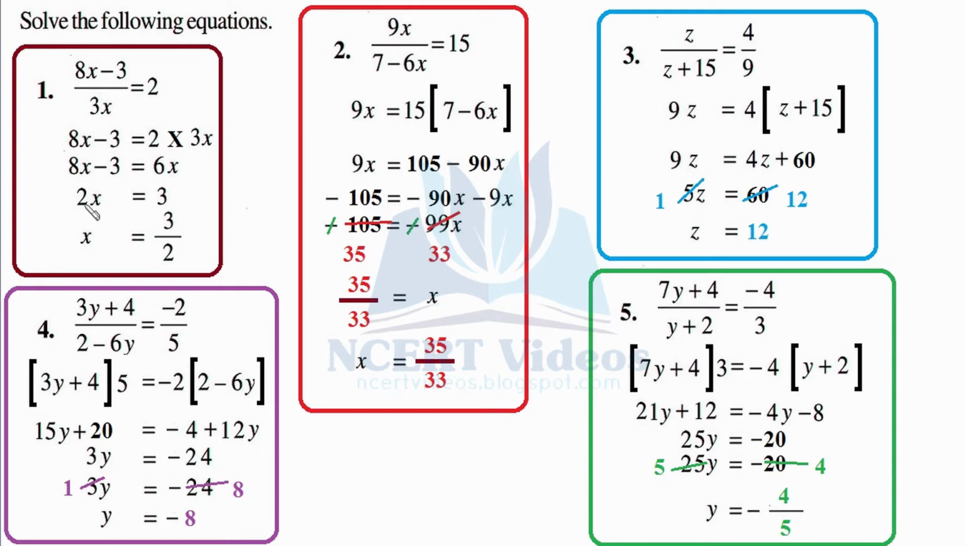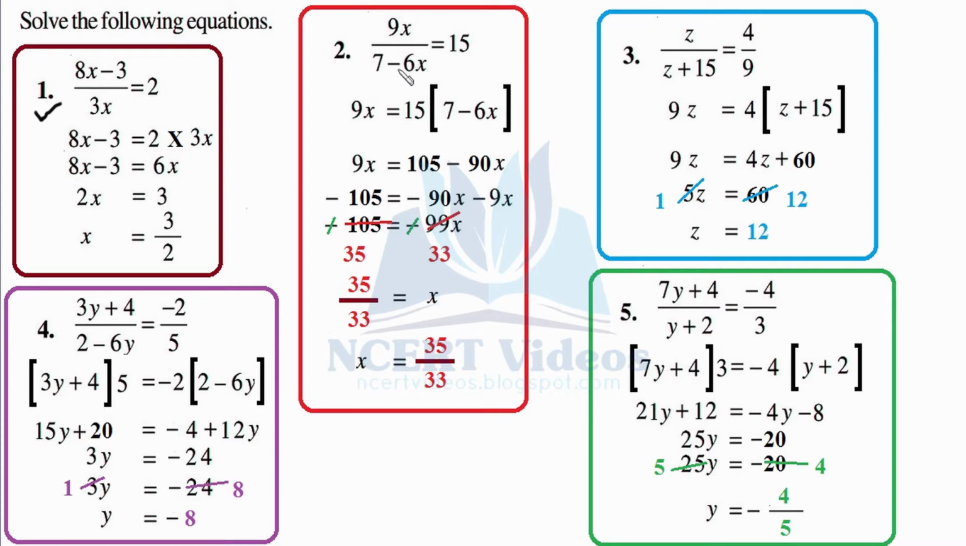Now let's get rid of this 2. Here it is getting multiplied. When we transpose it towards the right hand side, it will get divided. So x equals 3 by 2 is our required solution for question number first. Question second, 9x over (7 minus 6x) equals 15.